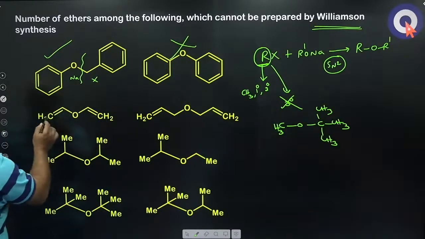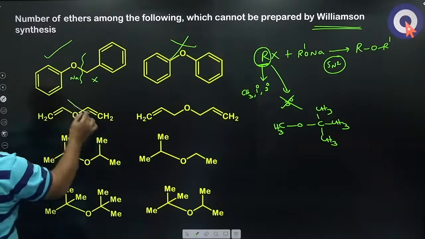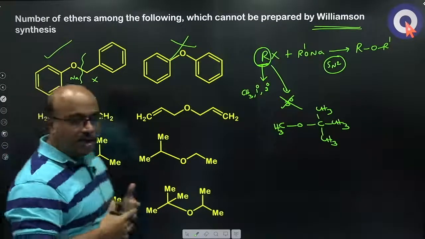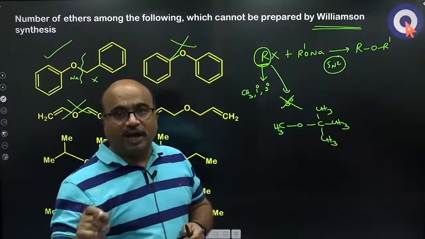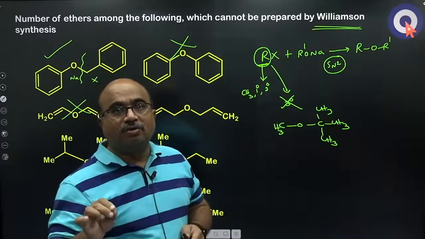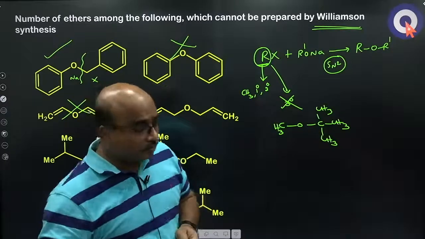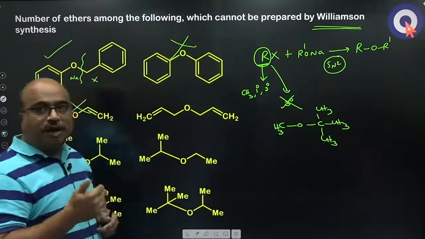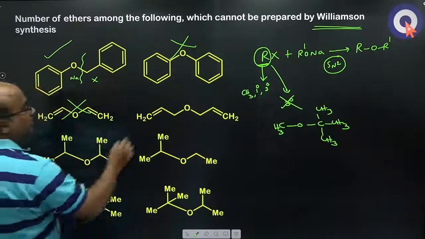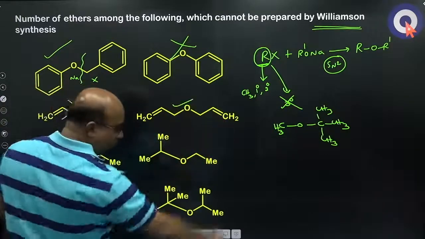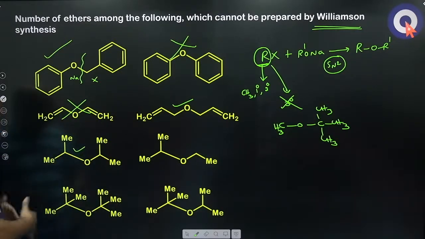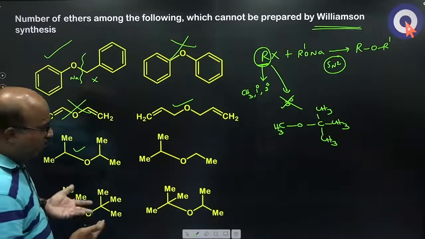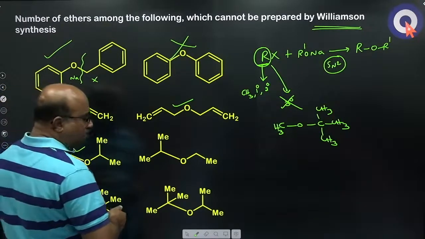This is vinyl, this is vinyl. No. Because vinyl and aryl halides cannot undergo substitution, because the carbon-halogen bond will have double bond character. This is allyl, this is allyl. Okay. SN2 favored. This is secondary, this is isopropyl. Okay. To some extent, but for the major part you may see the alkene also.